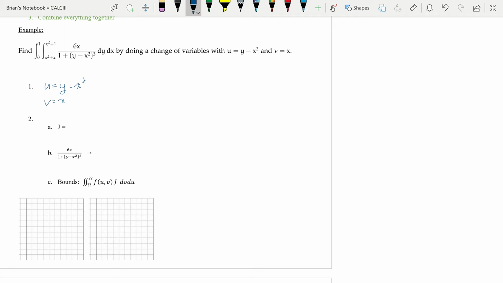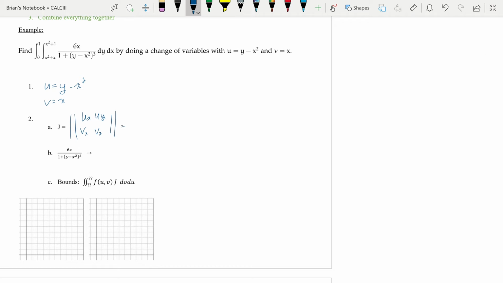Looking at our Jacobian matrix, it's going to be the absolute value of the determinant of, let's see, we can write it out: take the partials, so we'll have u_x, u_y, and then v_x and v_y.